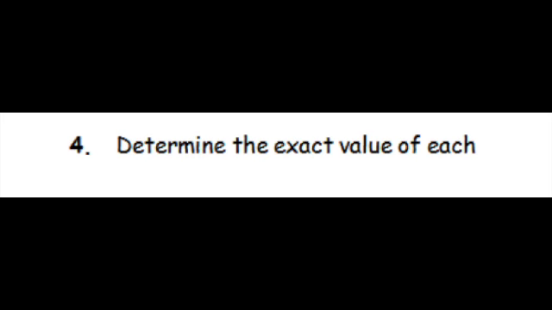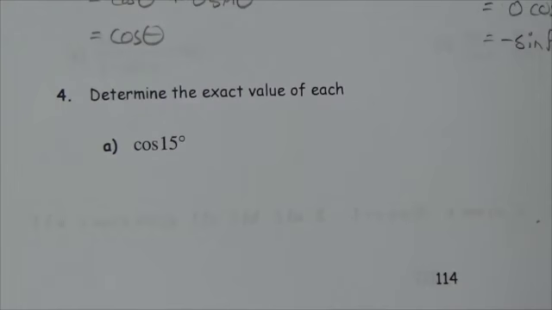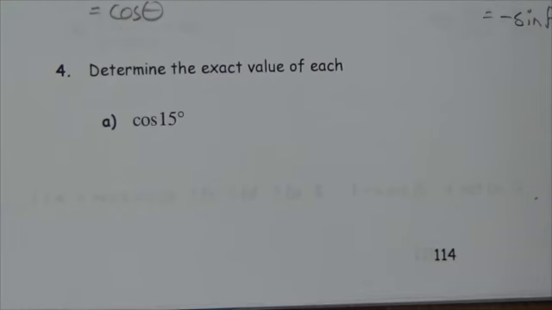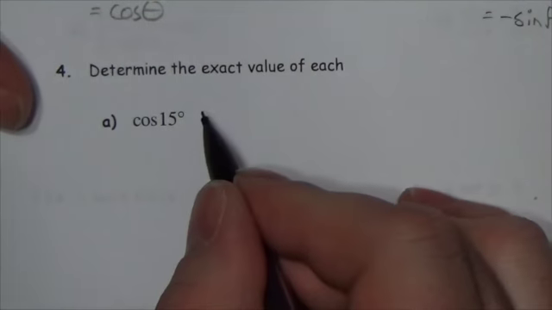Determine the exact value of each of the following. The cosine of 15 degrees. All right, here's a really common style of question. This is the kind of question you really should expect to be on the exam. Heck, you could even expect it to be on the diploma exam. It's just that common here.